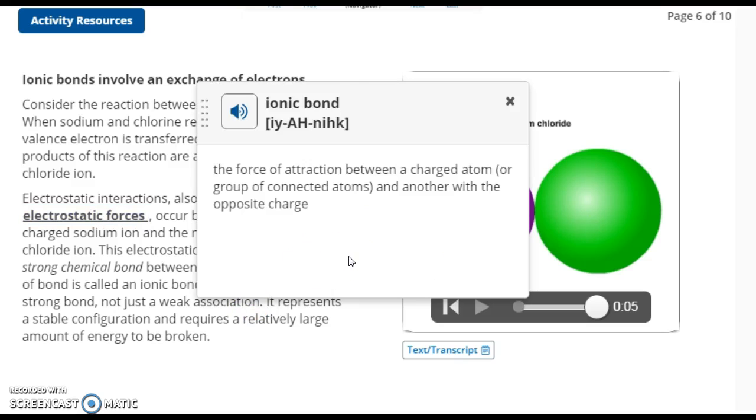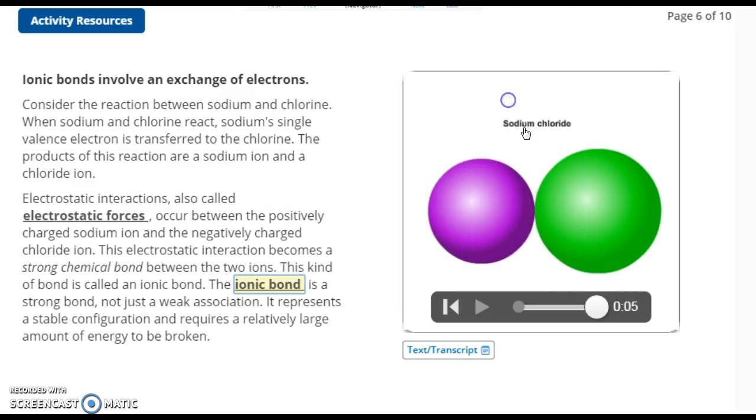Ionic bond: the force of attraction between a charged atom or group of connected atoms and another with the opposite charge. So a cation and an anion being attracted to each other, making a compound, is going to be an ionic bond that holds them together. It represents a stable configuration and requires a relatively large amount of energy to be broken. So it can be broken. We can break chemical bonds, but it takes a lot of energy.